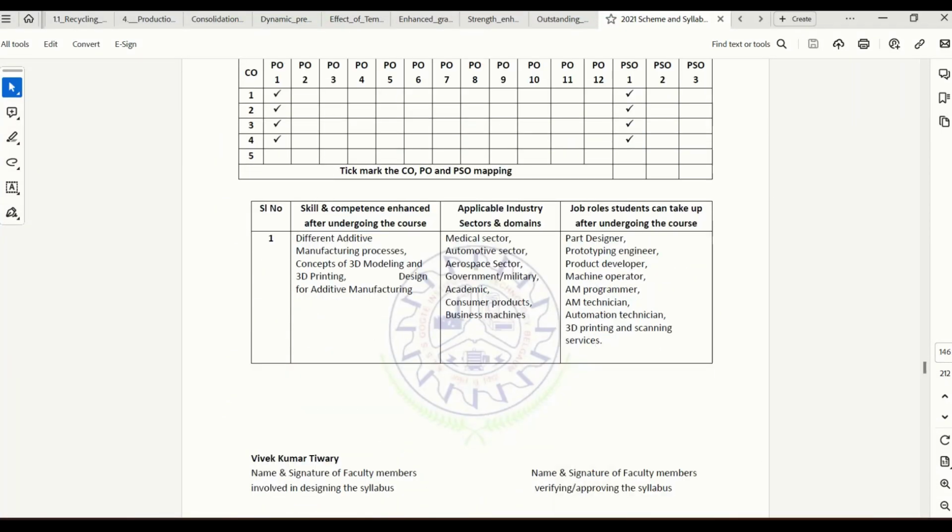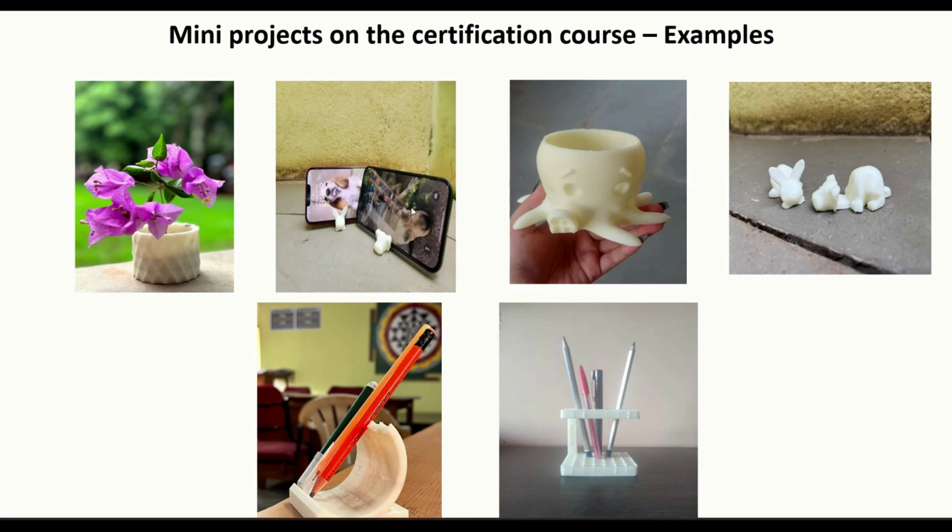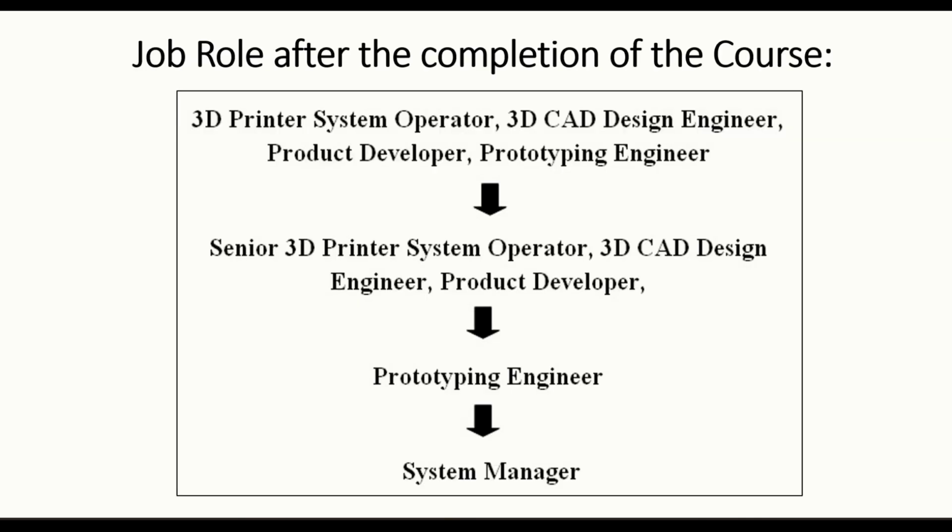Plus, I would like to show you one more thing. These are some of the mini projects which have been done by students. Here you can see a 3D printed vase, a 3D printed mobile holder. This is again a 3D printed vase, a mobile holder, pen stands. All these things have been done by students like you, from architecture. So this subject is very interesting, and many interesting projects can be done by you all.